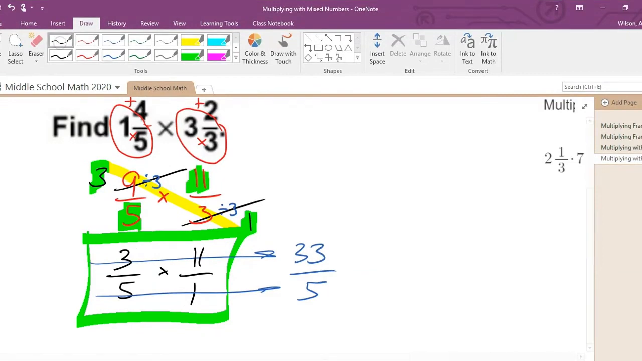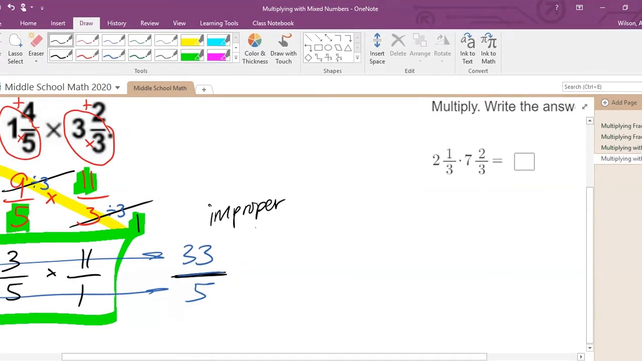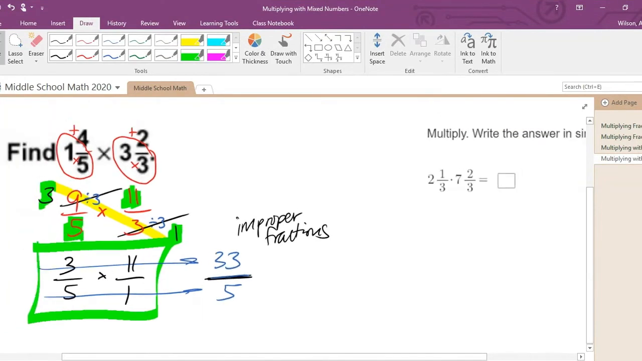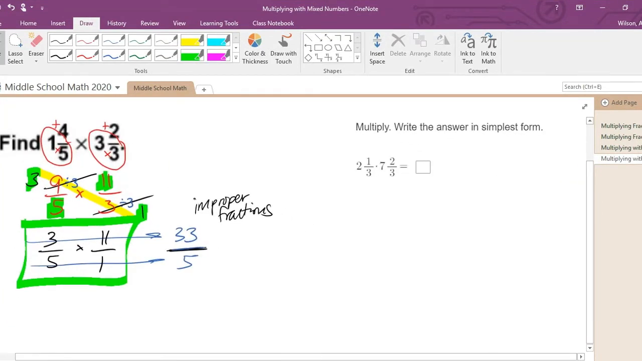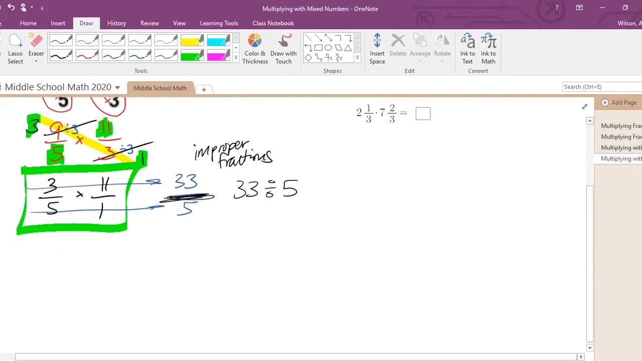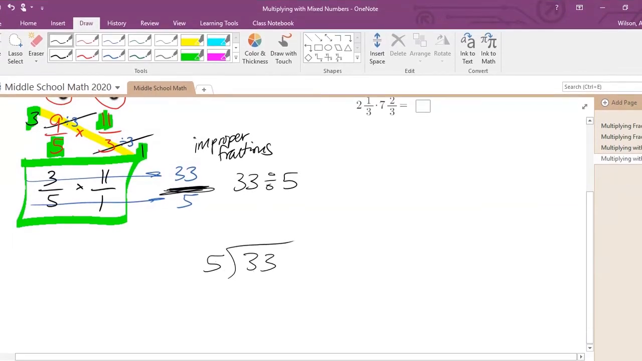Remember, this line means to divide. It is an improper fraction. Improper fractions need to be turned into mixed numbers because they're simpler to understand. Remember, that line means to divide. So technically, you're looking at 33 divided by 5. So numerator goes inside the box. Denominator goes outside the box.